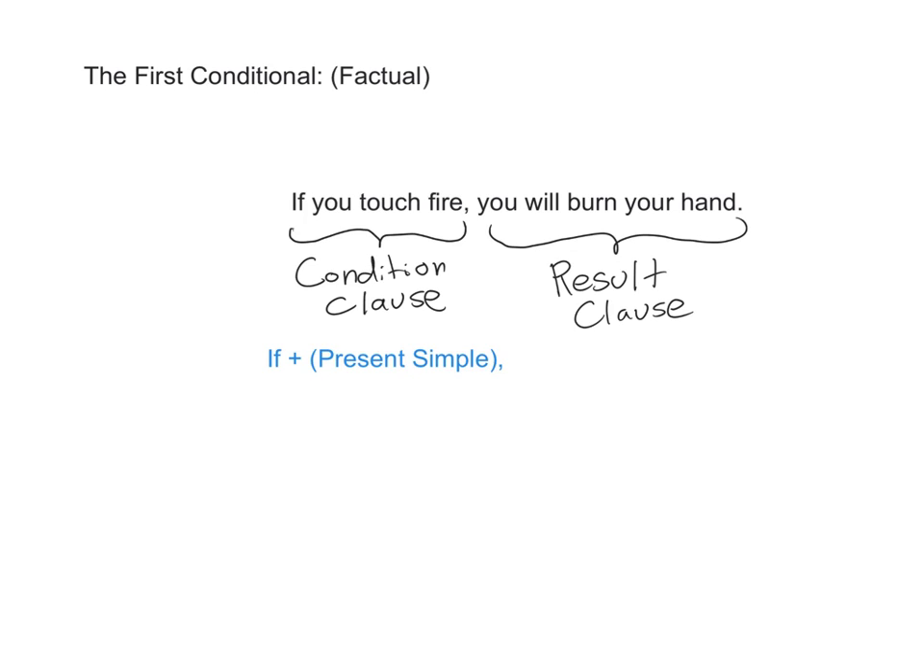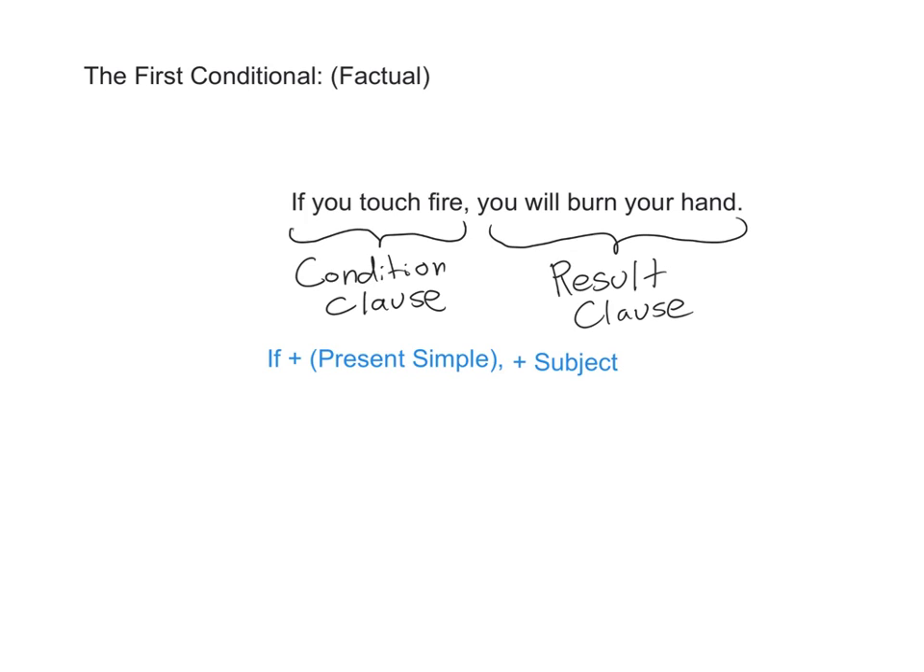And this is where it gets kind of interesting. Okay, so here's our result clause, you will burn your hand. Let's analyze the grammar of this second clause. First, we have the subject. In this particular case, the subject is you, but it could be any pronoun or noun as the subject. Now after the subject, we have will. Will is a special kind of verb called a modal verb.